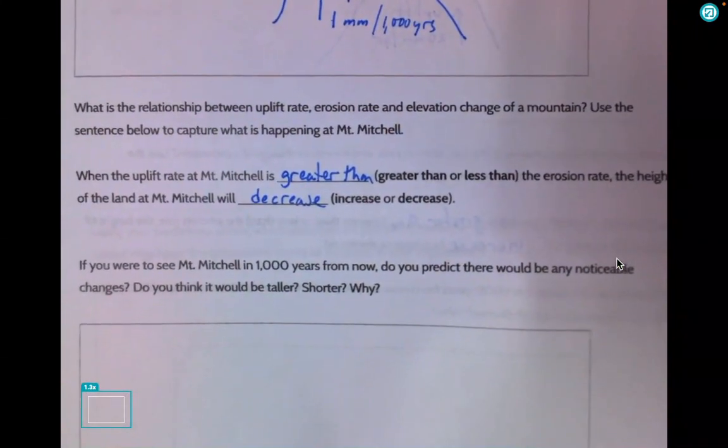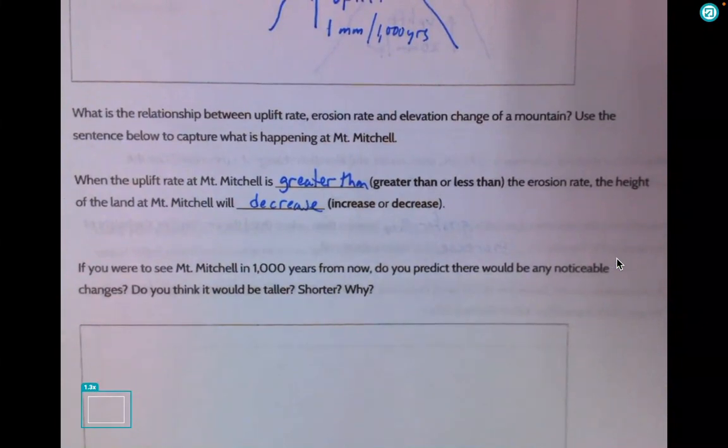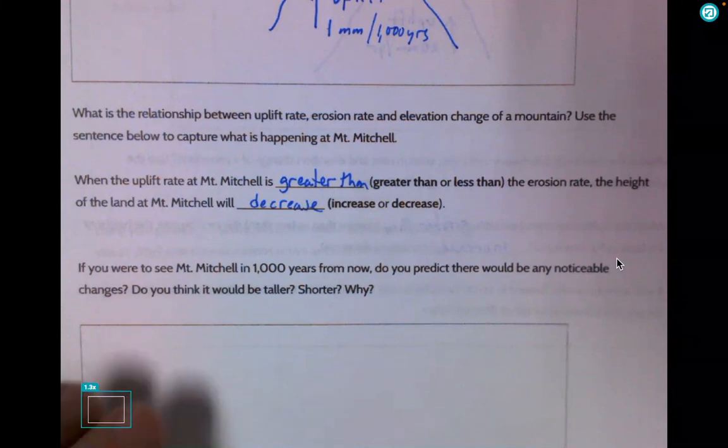Same question again, except it's about Mount Mitchell. If you were to see Mount Mitchell in 1,000 years from now, do you predict there would be any noticeable changes? Do you think it would be taller or shorter? And again, why do you say that? So you can take a few minutes to do that. We'll continue on to page, we're actually going to go back to page 1. We want to add some more stuff to that.